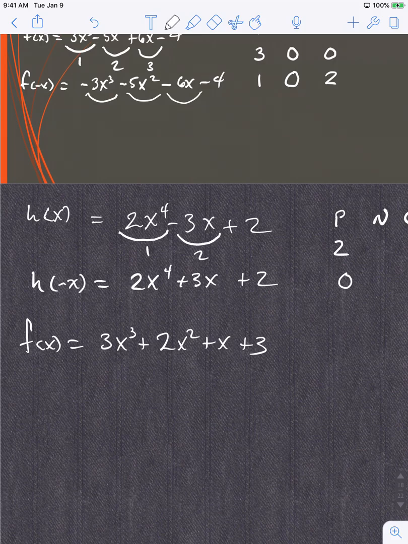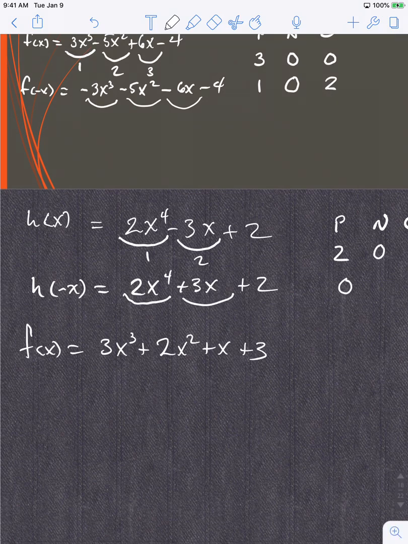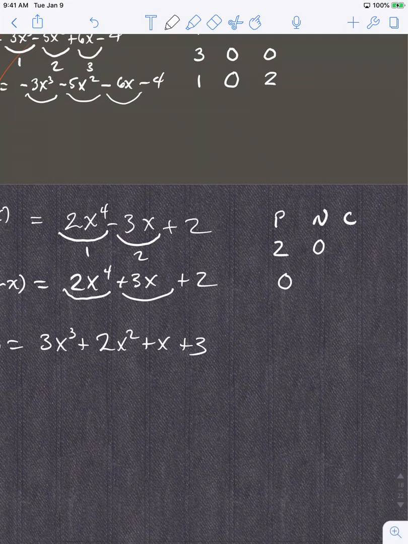Now let's count our sign changes. There are no sign changes because this is positive to positive, positive to positive, so no sign change. And so there are no negative roots. There are four, the n is 4 in this case, so there are 4 possible roots.